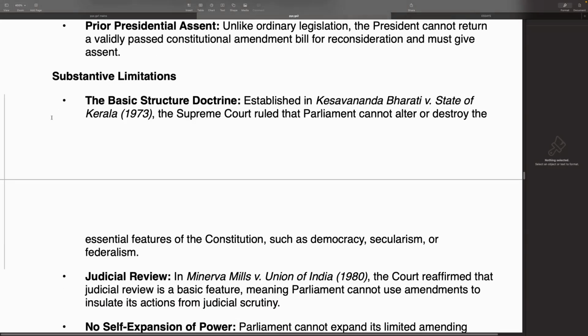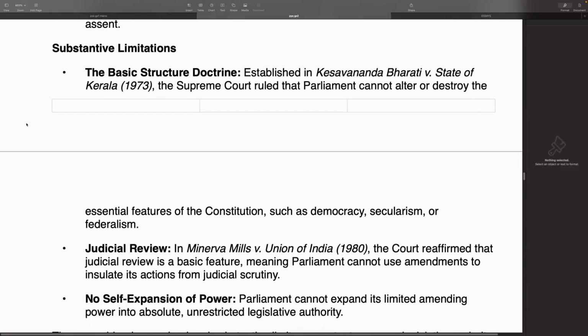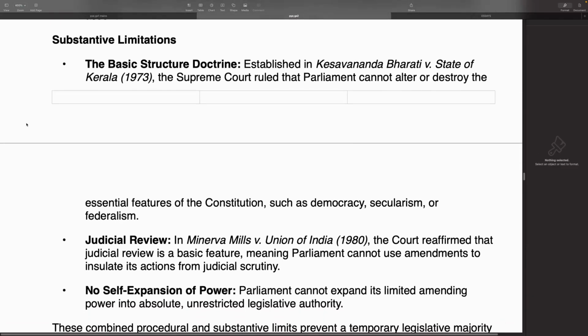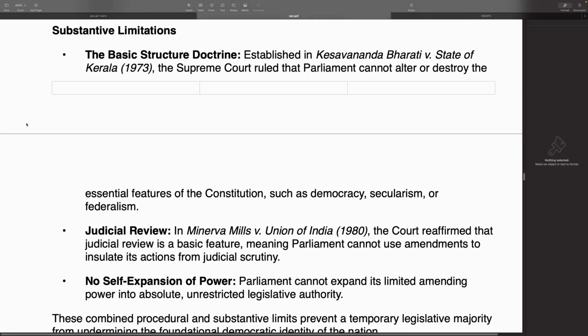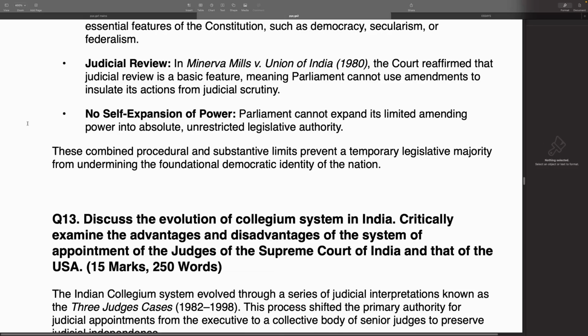Substantive limitation. The basic structure doctrine. Established in Kesavananda Bharati versus State of Kerala, the Supreme Court ruled that the Parliament cannot alter or destroy the essential features of the Constitution, such as democracy, secularism, or federalism.